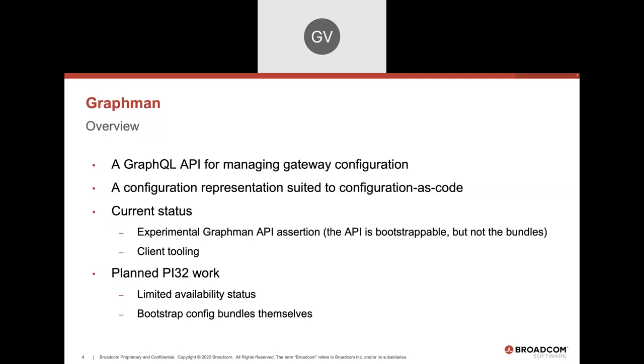Things that are up and coming include moving this to a limited availability status, which is going to be more available, and also adding the ability to bootstrap Grafman JSON bundles to the container gateway, or to the gateway, as we currently can do with RESTman bundles. That functionality is not currently available, and we're looking to add that in.